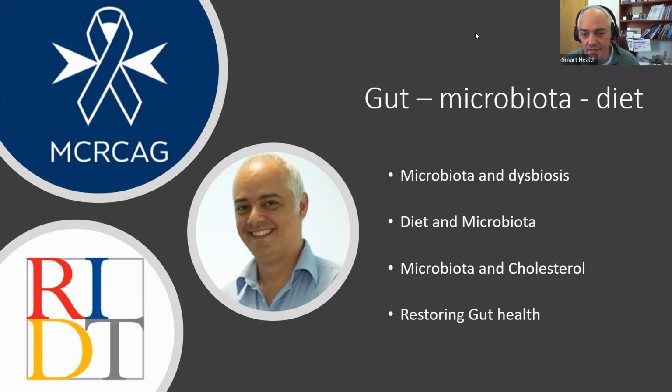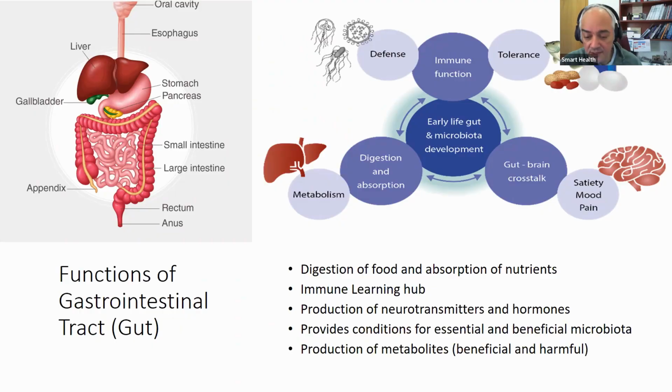The topic is gut microbiota, diet, and cholesterol. The gut, the intestines, actually produces a number of beneficial substances. Some of them are neurotransmitters. What is a neurotransmitter? It is something that transmits a signal through the nervous system. So it's also a connection between what we absorb and what we actually stimulate in terms of the nervous system. And it also produces hormones.